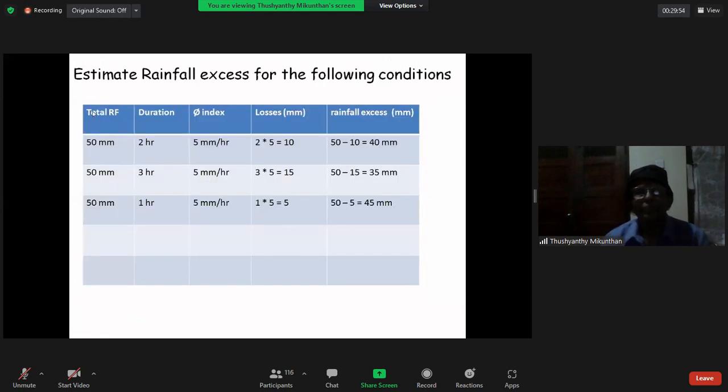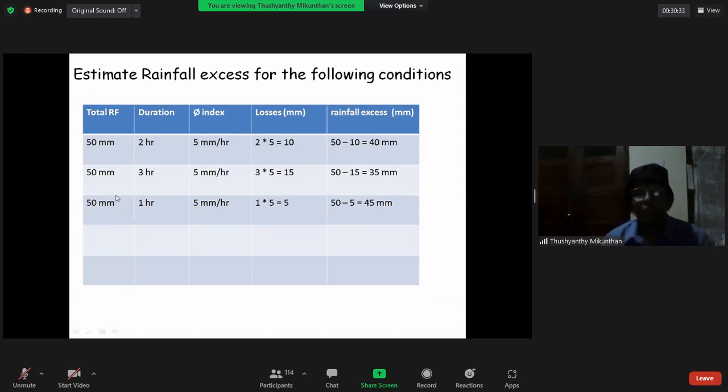Okay, here see another example. Total rainfall is given, duration is given, phi index is given. So the question is: estimate losses and rainfall excess. Here you see 50 millimeter, phi index 5 millimeter per hour, so 2 hour duration. So loss is 10 millimeter. Then the rainfall excess.